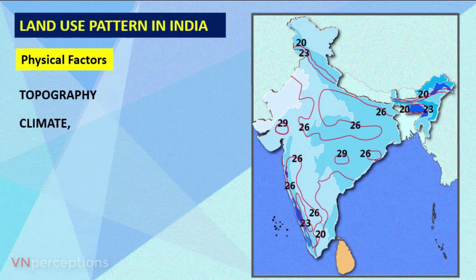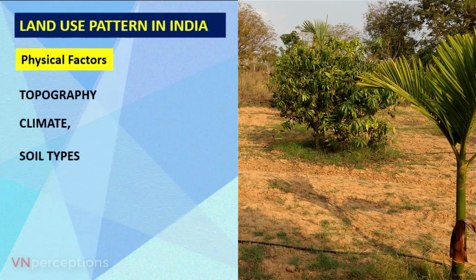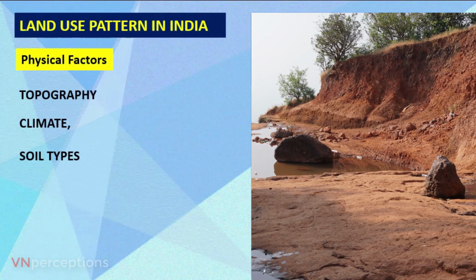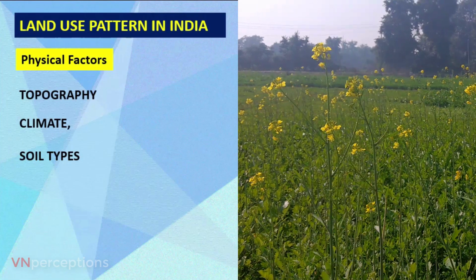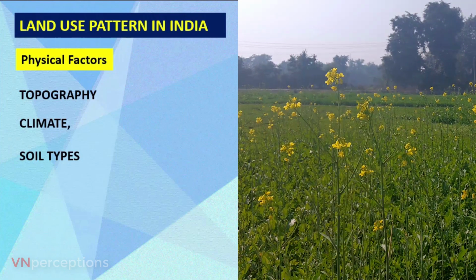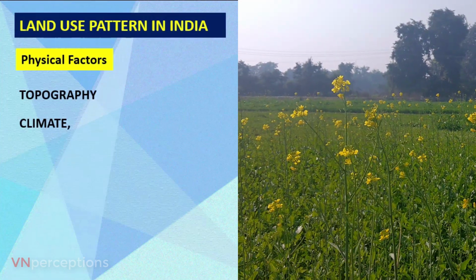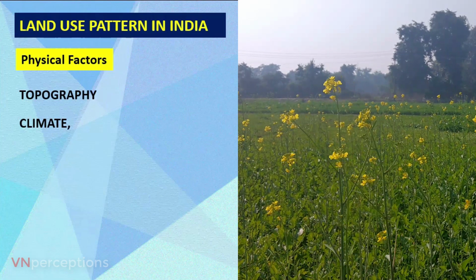Then it is soil types. India is a land of diversity, and different parts of India have different types of soil. And accordingly, the crops also vary because crops depend mainly on two factors. One is climate and the other one is soil types. Of course, it also depends on the topography, but mainly it is climate as well as soil types.